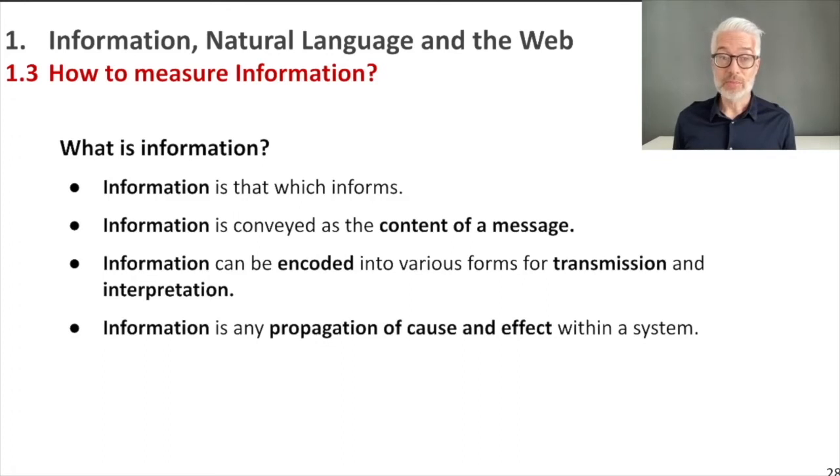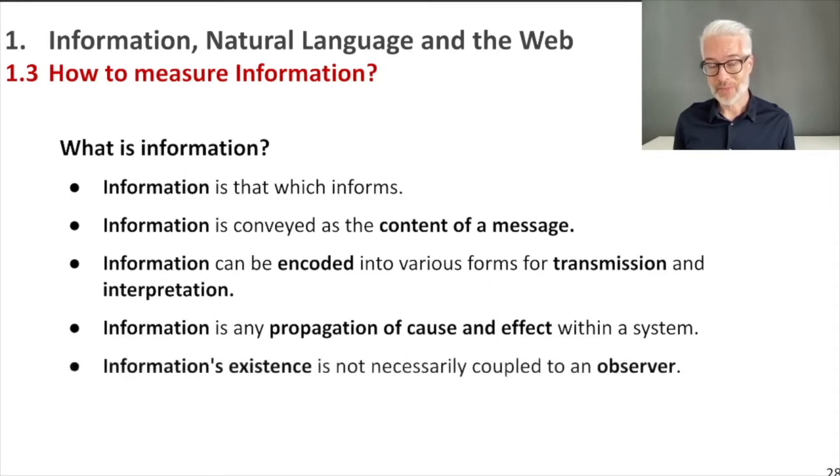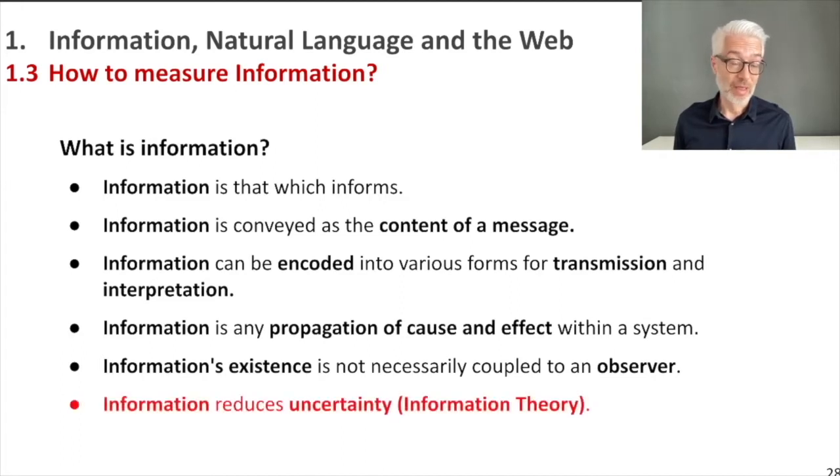Likewise, information is any propagation of cause and effect within a system. So this is rather important for information theory as well as for physics. Another interesting fact that you might find out is that information's existence is not necessarily coupled to anyone who observes it. It's simply there. If we look at it from the viewpoint of information theory, then information is that which reduces uncertainty. And this also will be our standard definition for any, let's say, analysis of information in natural language processing that we do here in the lecture.